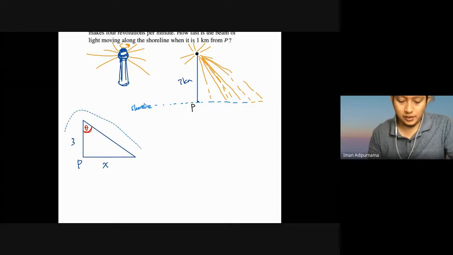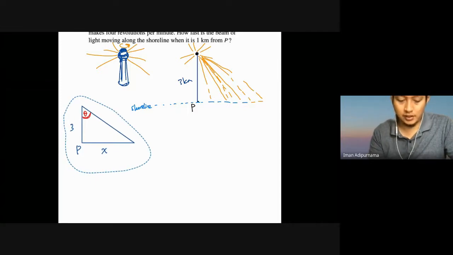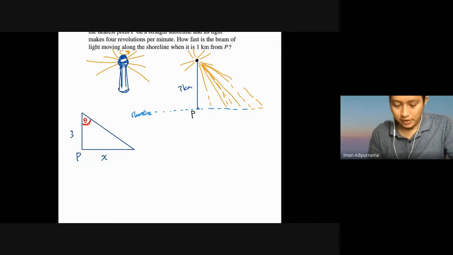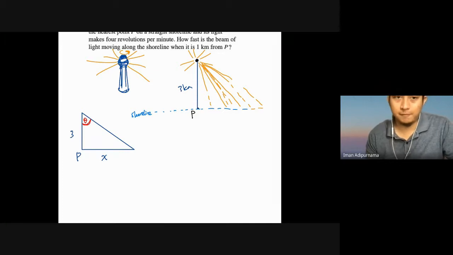If you get this idea here, rotating, and you get this triangle here, it's really helpful, because after this, it's just some calculations. In related rates, the calculation is short. The important thing is how to make the schematic or the diagram.